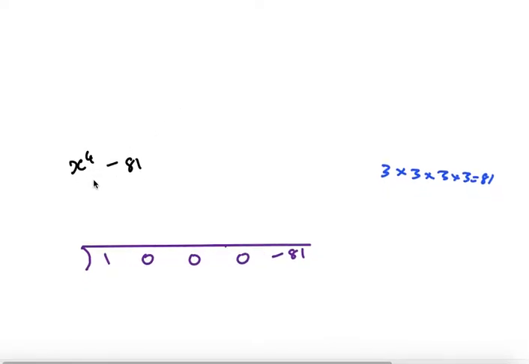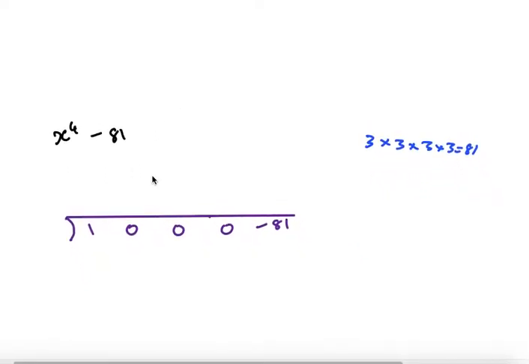So let's do x to the 4 minus 81. So what we've got here, 3 times 3 times 3 times 3 is 81. But because it's over complex numbers, we're going to use 3i. Now I've got 1x to the power of 4. I've got no x cubes, no x squared, so no x's. It's important to put those in.